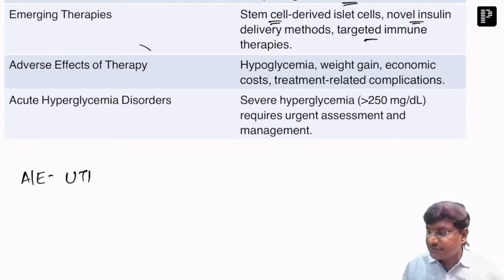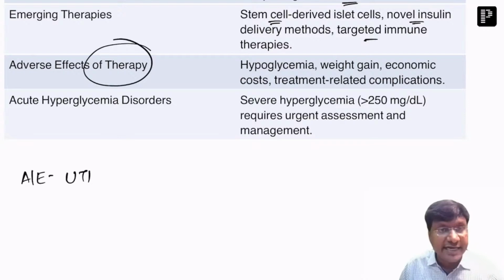Now, what are the adverse effects of this diabetic management? One of the very important adverse effects is hypoglycemia, because these insulin secretagogues increase the insulin secretion, and that can decrease the glucose levels of the individual. And whenever there is hypoglycemia, the individual will be continuously consuming food, and that can make the individual gain weight. The other problems are the treatment related complications, because the OHAs have complications.